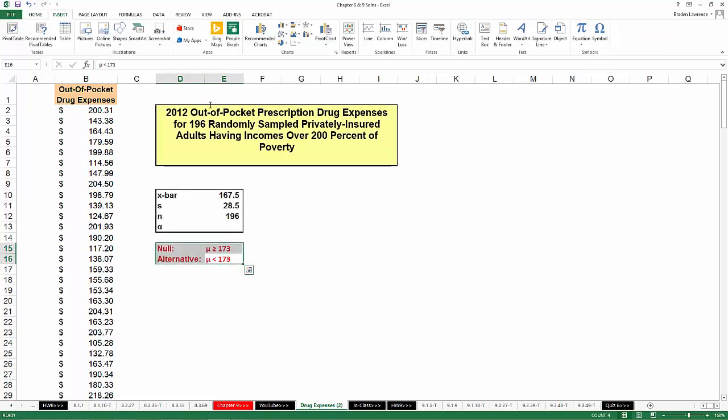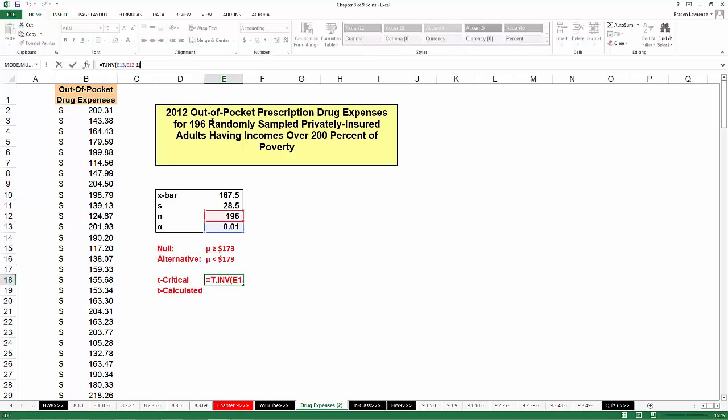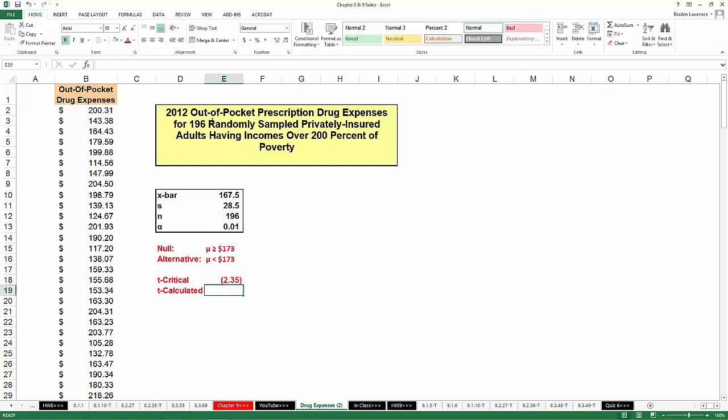So here we'll find a t-critical value such that alpha is 0.01, so that'll be the lower tail since we're testing less than 173. And degrees of freedom will be 196 minus 1. So using Excel, we get a t-critical value of negative 2.35. So any t-calc, we'll call it a t-calculated value, less than that, we will reject the null. So we calculate that by taking x bar minus mu divided by s over square root n.